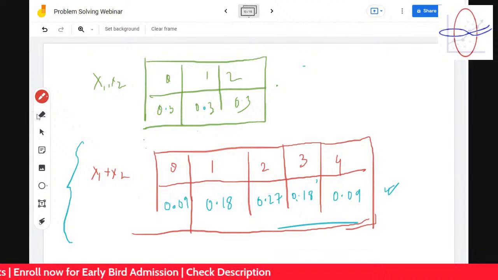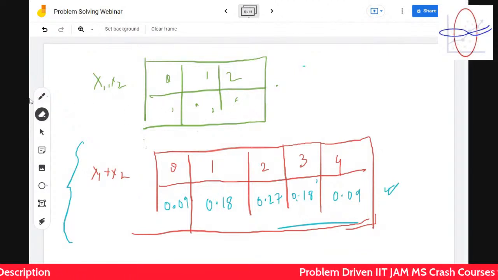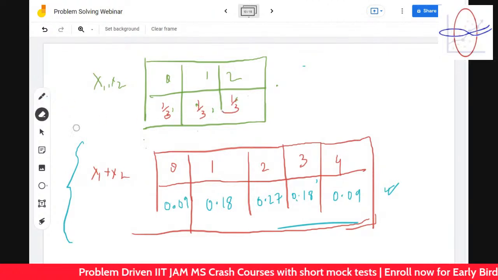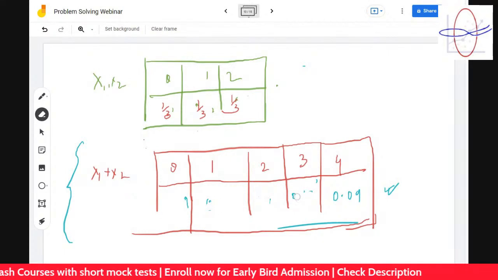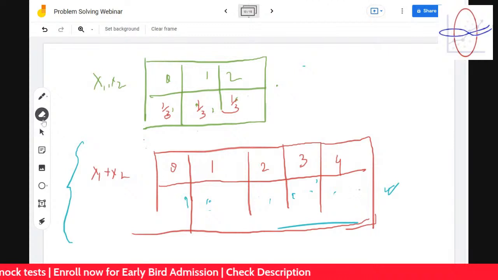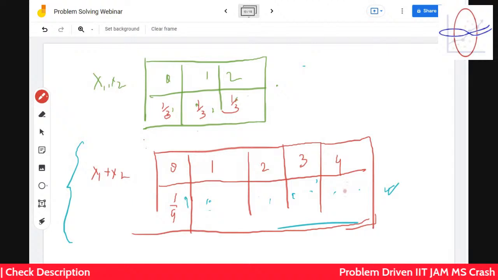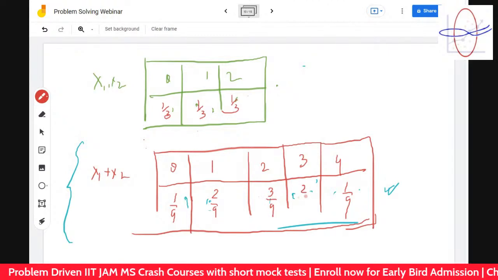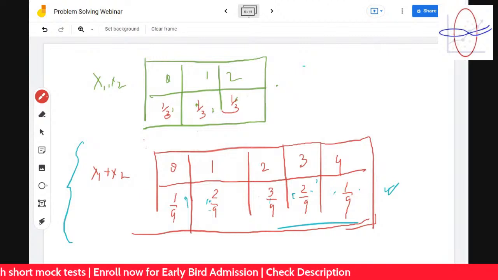So it's 1 by 3, 1 by 3, 1 by 3. So 0 is nothing but 1 by 9. This is also 1. This is 2 by 9. This is 3 by 9. And this is 2 by 9. 3, 6, 9. Yes. So this is coming out to be a valid PMF now.